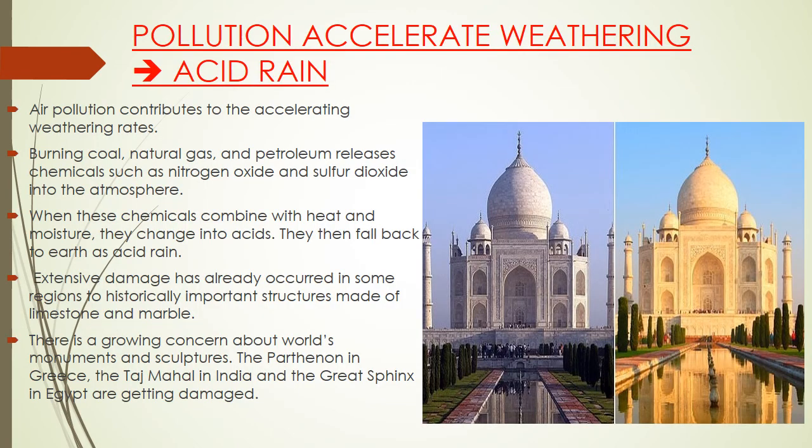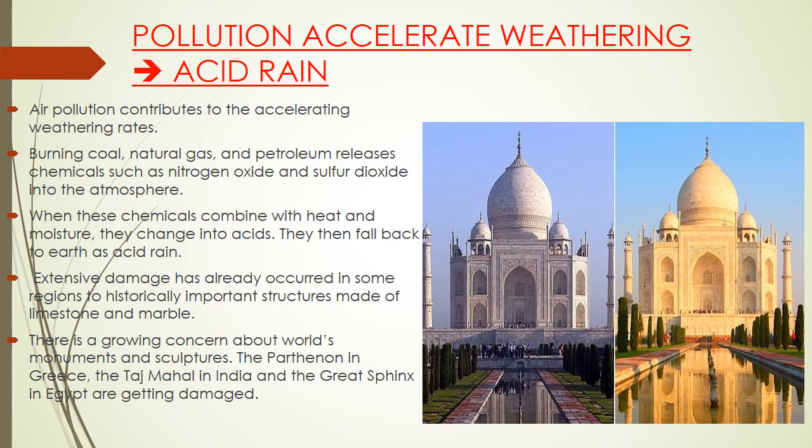Now, there is an example of the Taj Mahal. You can see in the figure how the Taj Mahal looked a few years back, and see today how it is looking. It has turned yellowish. There are some patchy designs being created on the Taj Mahal because of pollution and because of acid rain.